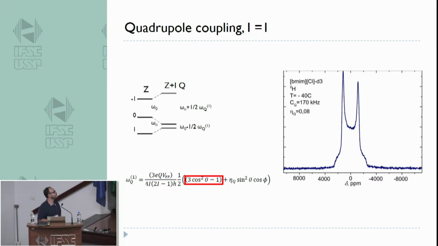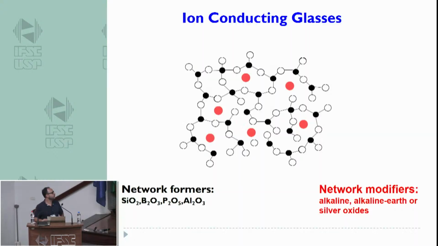For spin 1, we don't have a central transition. So already in first order, we have a complex line shape. So let's move to the applications before you start to sleep. No?